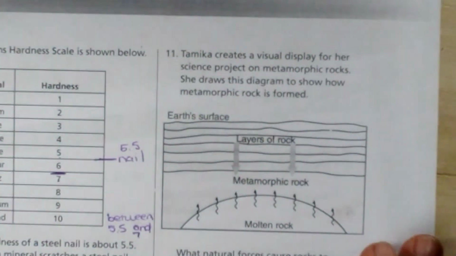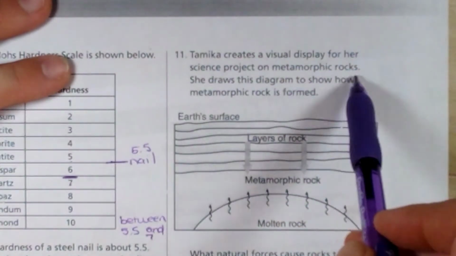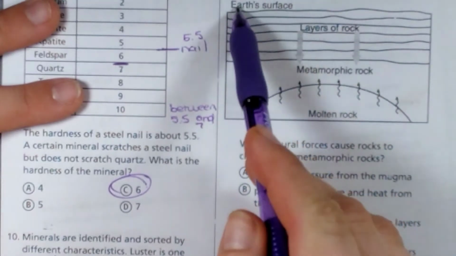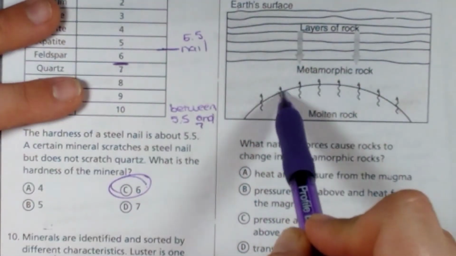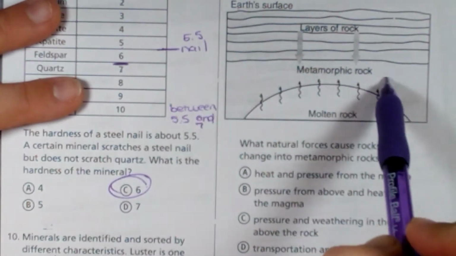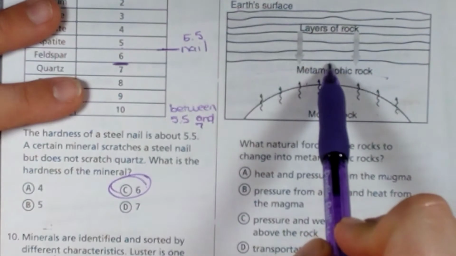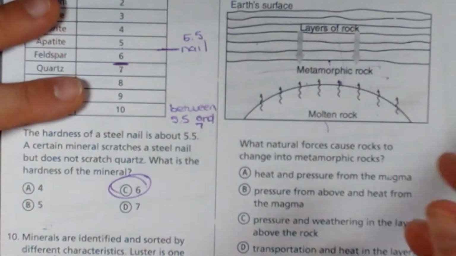Number 11, Tamika creates a visual display for her science project on metamorphic rock. She draws this diagram to show how metamorphic rock is formed. So she has Earth's surface. She has the molten rock that is hot. She's got her little squiggly lines that show heat. The rock is here. So the heat is being pushed up. The layers of rock being piled up on it is pushing down, and that creates metamorphic rocks.